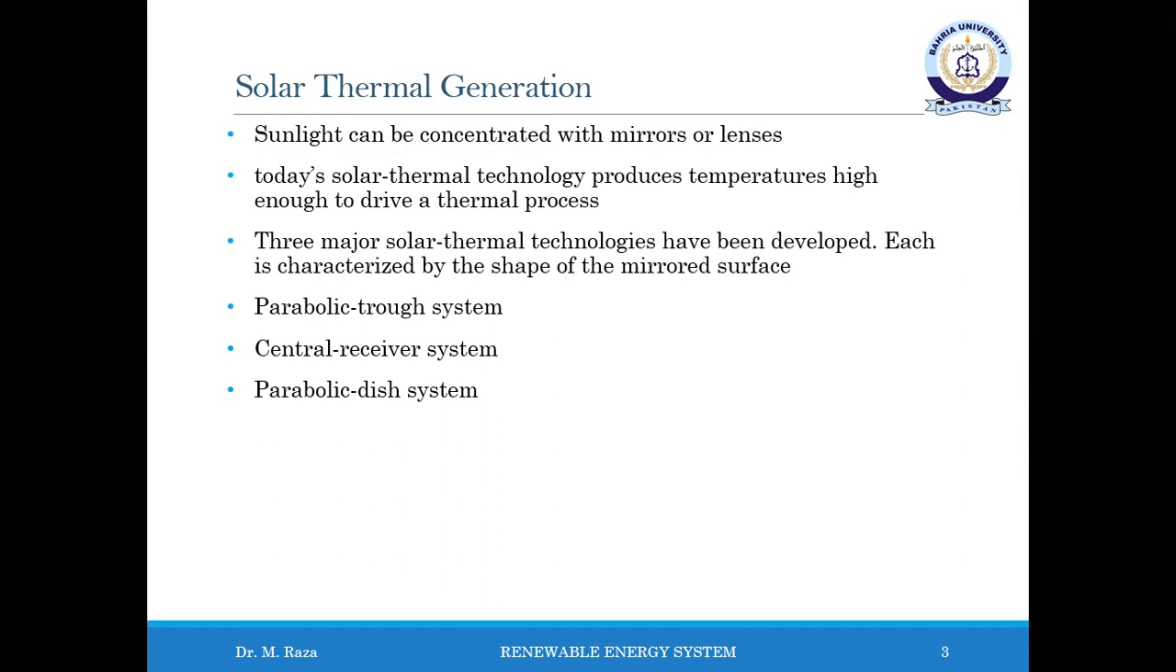Sunlight can be concentrated with mirrors or lenses. Today, solar thermal technology produces temperatures high enough to drive a thermal process. Three major solar thermal technologies have been developed. Each is characterized by the shape of the mirror surface. The systems are the parabolic trough system, the central receiver system, and the parabolic dish system.